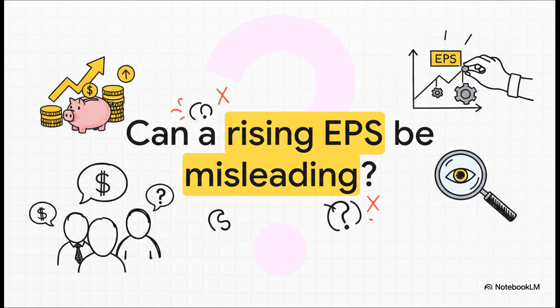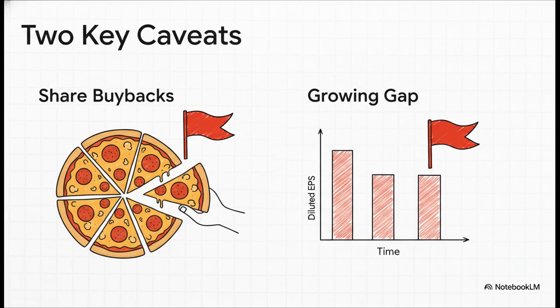Look, managers know that investors love to see EPS go up. Their bonuses are often tied to it, and because of that, there are ways to make that number go up that don't actually have anything to do with the business getting better. This is where being a critical thinker is your most valuable tool. So let's focus on two major red flags.